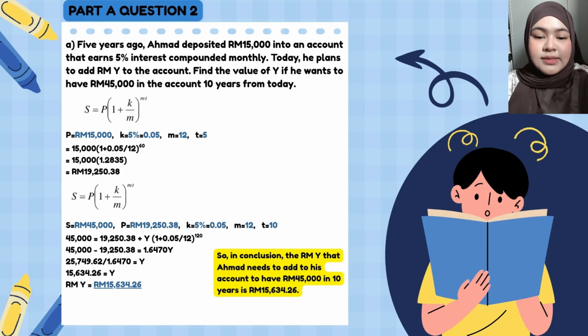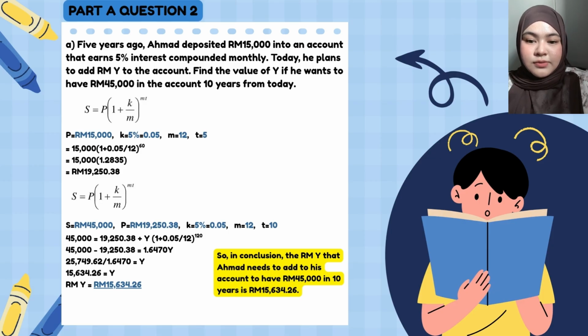Then, 19,250 and 38 cents will be minus with 45,000, and you'll get 25,749 and 62 cents. The minus amount will be divided by 1.6470, and you'll get 15,634 and 26 cents.